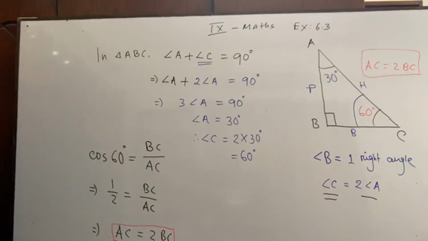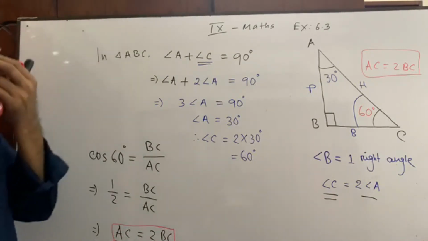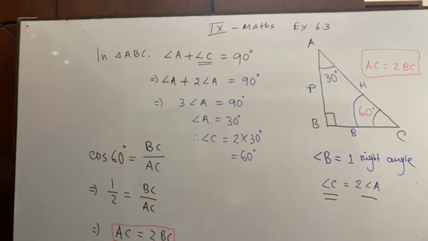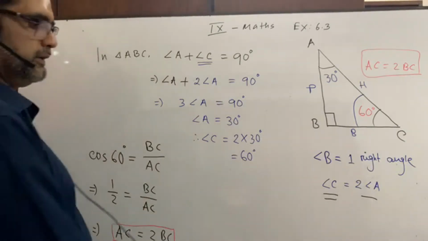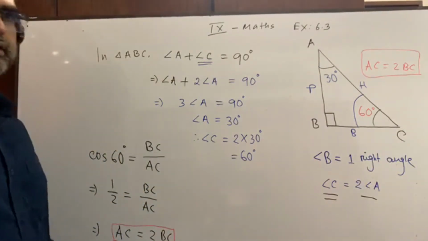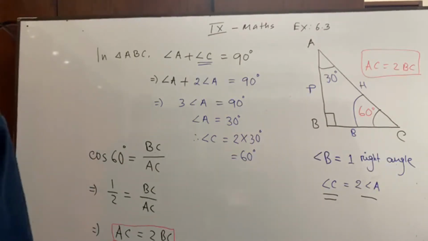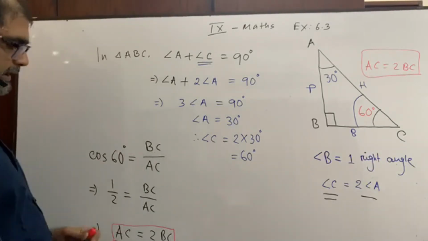Okay, I think you have come to know that AC equals to twice BC. Now copy it. It is done and it is proved here. All of you are required to copy it. We can write here proved.